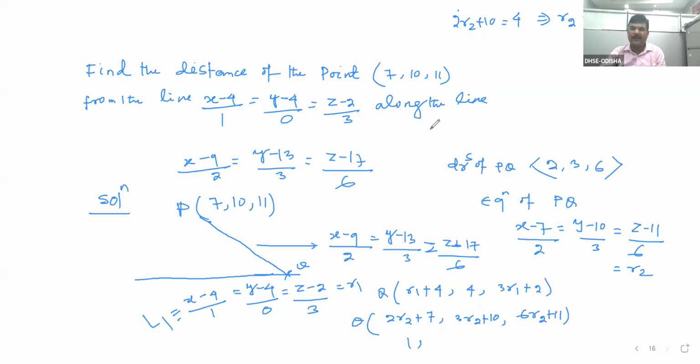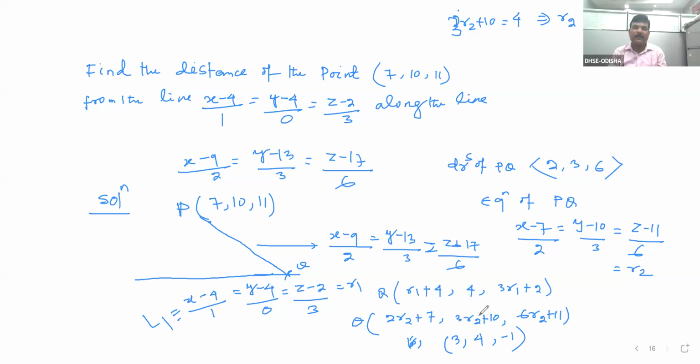So this is 3R2, sorry. 3R2 plus 10 is equal to 4. R2 is equal to minus 2, not minus 3. If R2 is equal to minus 2, then the coordinates of point Q are 3, 4, minus 1. R2 is minus 2, that is minus 1. 3, 4, minus 1.